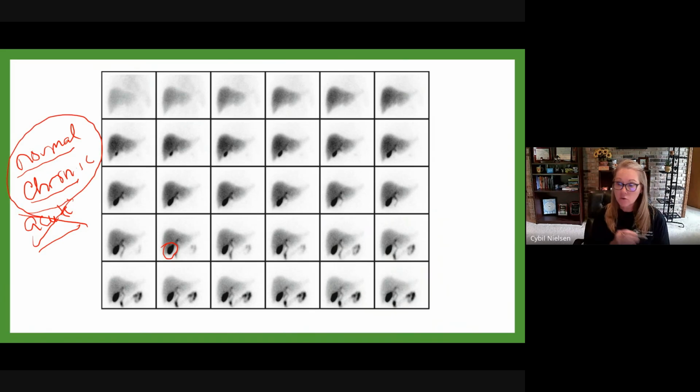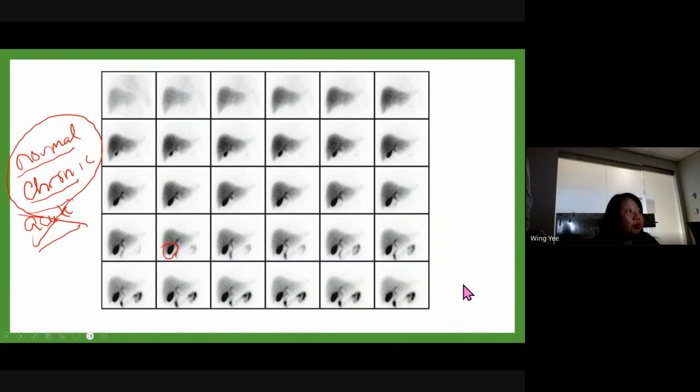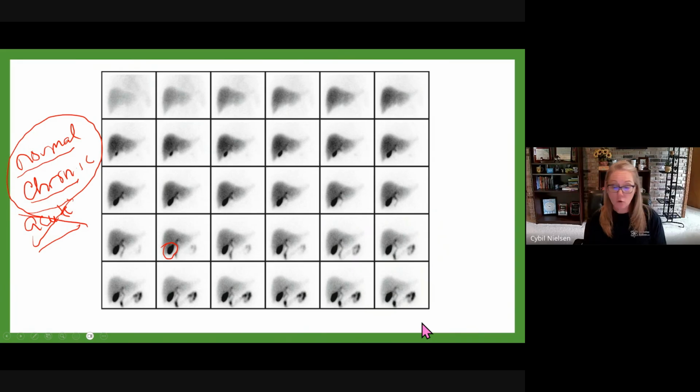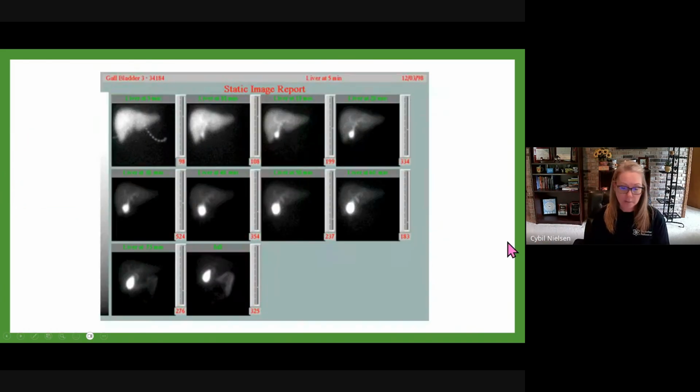How do we tell if it's normal or chronic? If we see the bowel and everything, then it's normal. Now we don't see the bowel, it's chronic. Okay, so chronic is going to be determined by the ejection fraction. We're going to give CCK or Boost, and we're going to get an ejection fraction. If the ejection fraction is normal, it's normal. If the ejection fraction is abnormal, it's chronic.